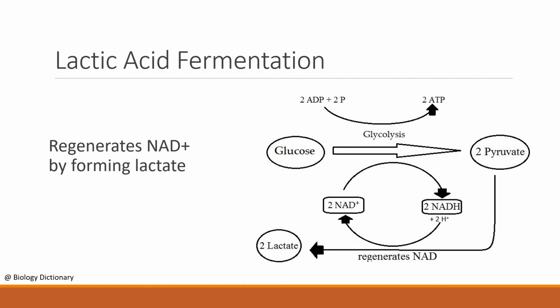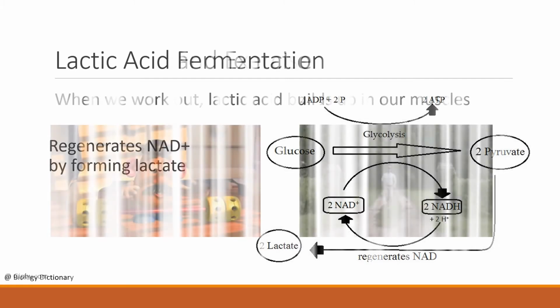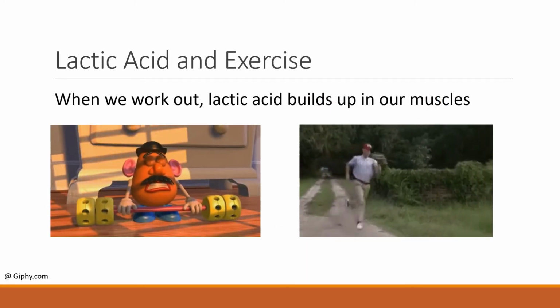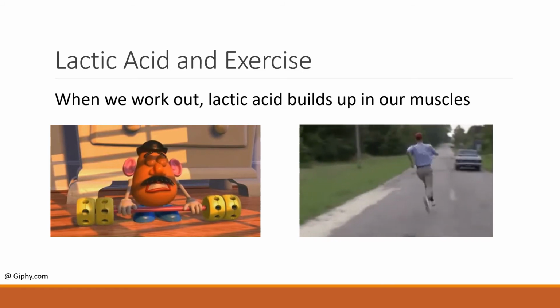Lactic acid fermentation regenerates NAD+ by forming lactate. It occurs when our bodies are making glucose so fast that the oxygen in the mitochondria is used up. This causes the electron transport chain and oxidative phosphorylation to shut down, so NADH cannot donate their electrons there. This causes the electrons to be donated to pyruvate instead, which forms lactate. Lactic acid fermentation occurs when we exercise.